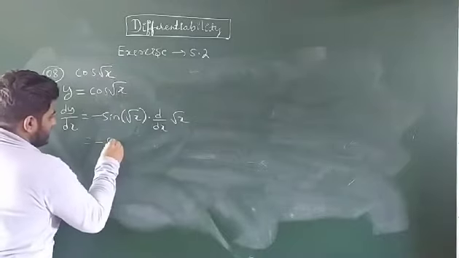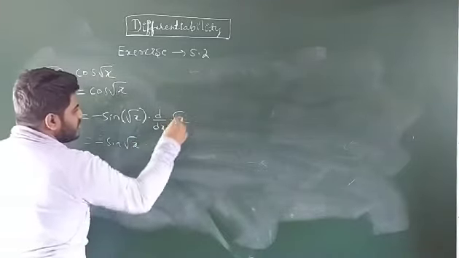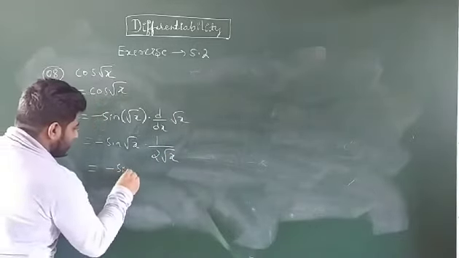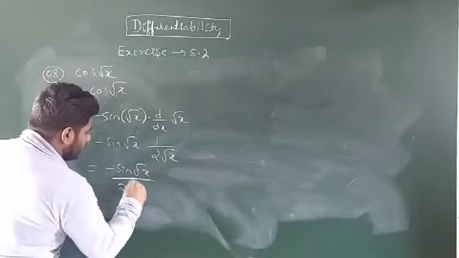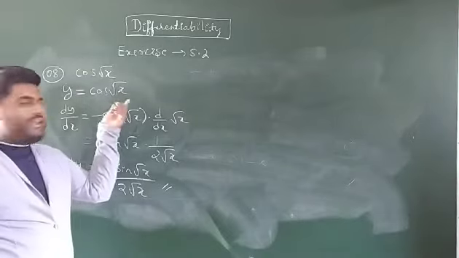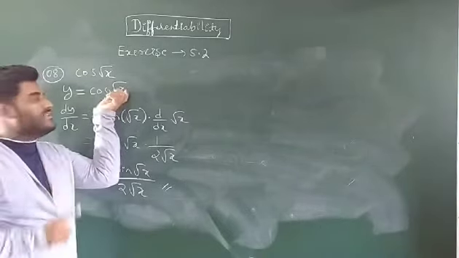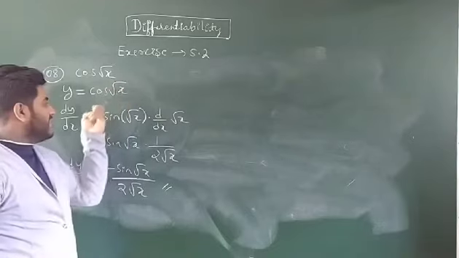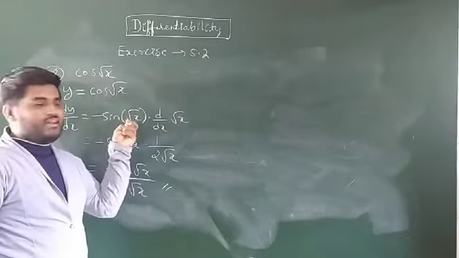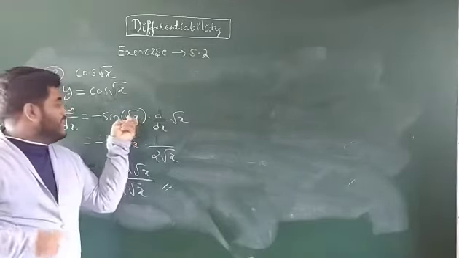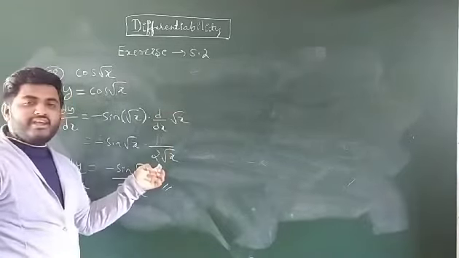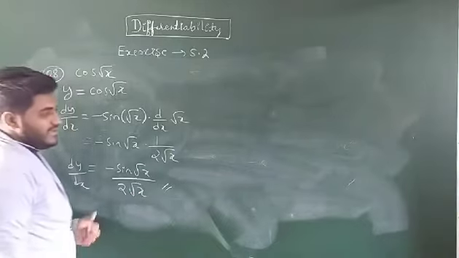Yes, minus sin root x into differentiation of root x, which is 1 divided by 2 root x. So what are we getting finally? Minus sin root x whole divided by 2 root x is the answer for this question, dy by dx. So what we did, we took this root x treated as x, then cos x differentiation is minus sin x, in place of x we have root x. If it is x, it ends here only, but here it is root x. Again we have to take differentiation of root x, nothing but 1 divided by 2 root x. So here we have simplified. This is the 8th problem.